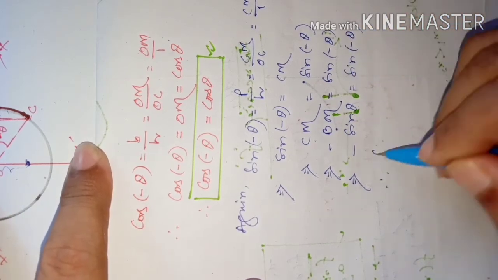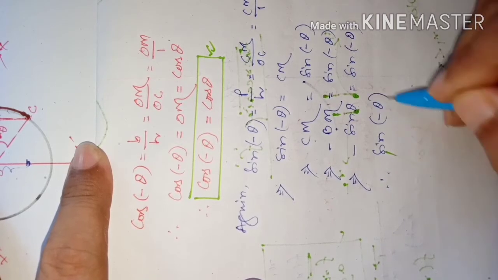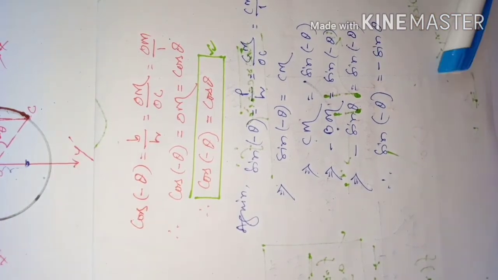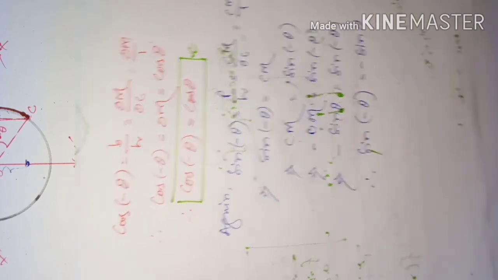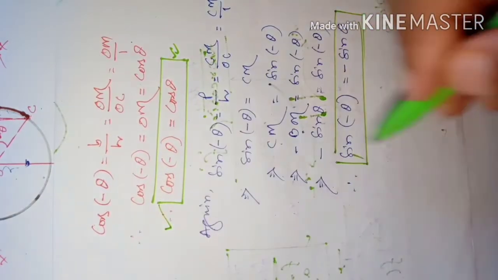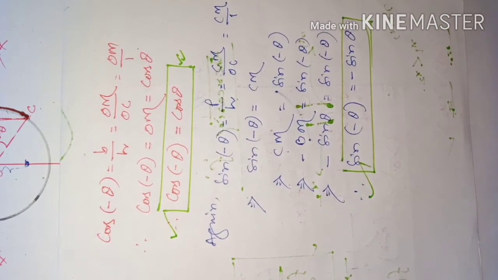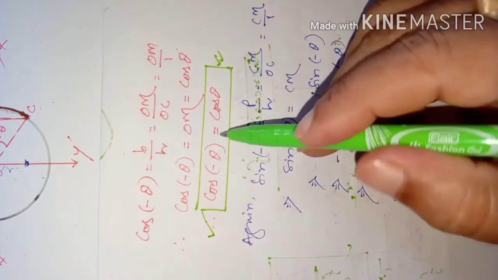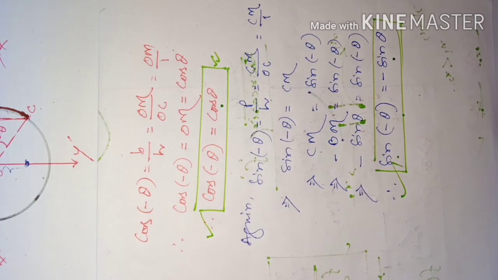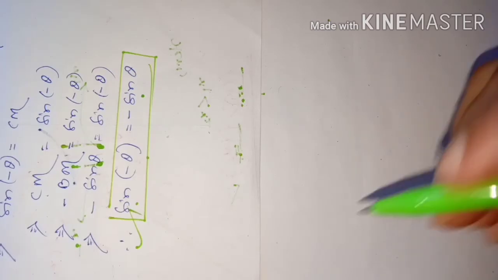So dear students, what did you learn here? Sine of minus theta is equal to minus sine theta, and cos of minus theta is equal to cos of plus theta. Please remember these two points: cos of minus theta is plus cos theta, and sine of minus theta is minus sine theta. Clear, dear students? What about the tan ratio?